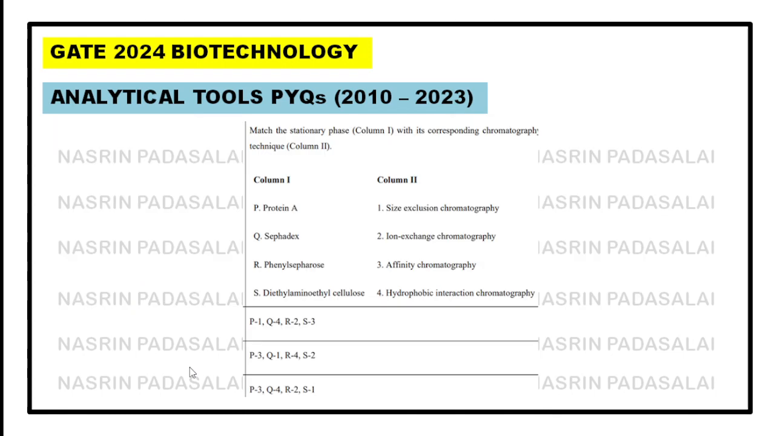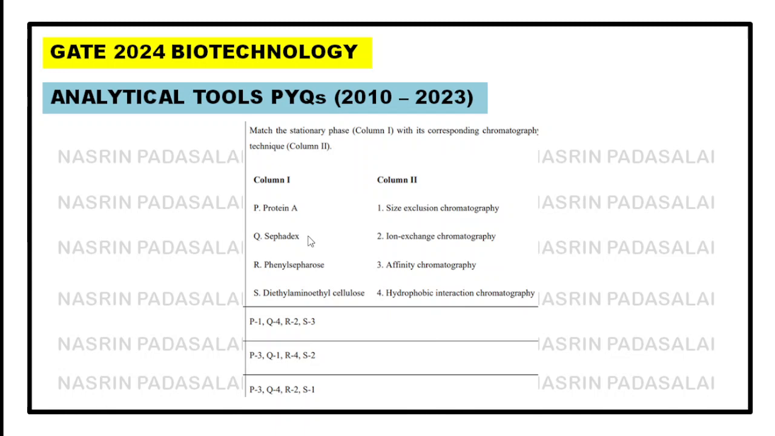Next, again on stationary phases, they have asked to match the corresponding chromatography. Sometimes the right hand side will be given on the left hand side. Protein A is a substance isolated from Staphylococcus aureus, and it is widely used for separating immunoglobulins. This protein A is generally employed in affinity chromatography. Just remember that particular thing.